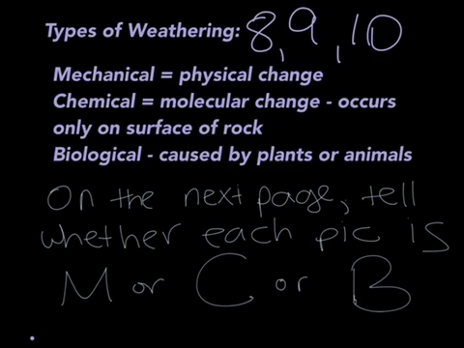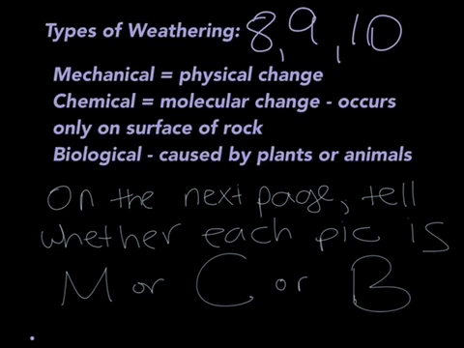So you get the bio prefix. That means it's caused by living things. So plants or animals have caused that weathering to happen. Maybe you have plants, and roots have grown down into a rock and caused the rock to break. Or say you have an animal that has burrowed down and it's actually carving out the rocks with its hands.